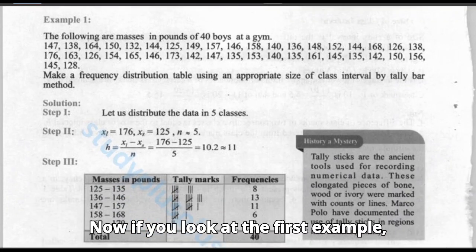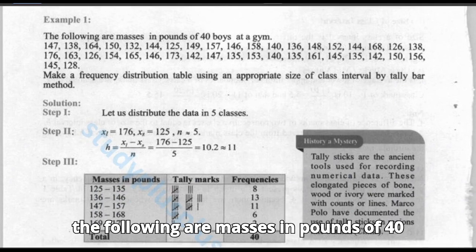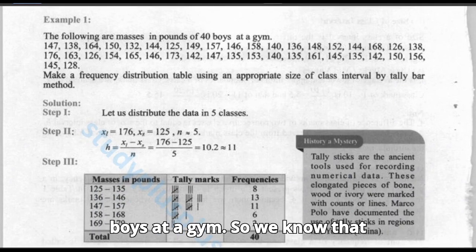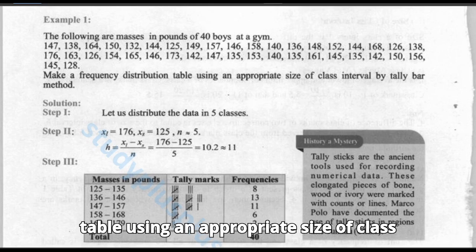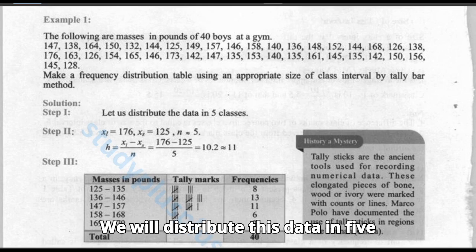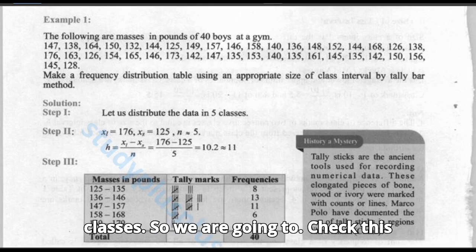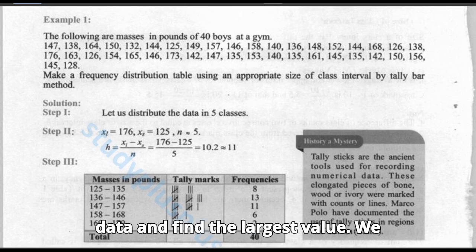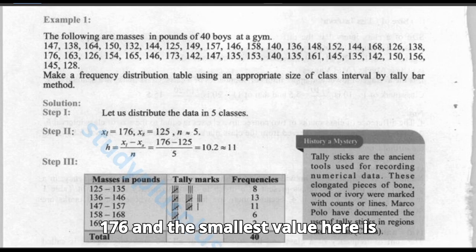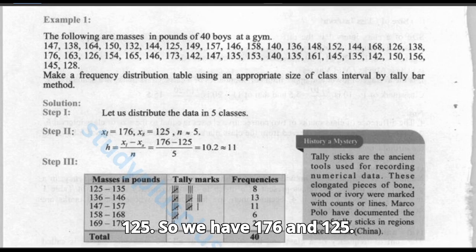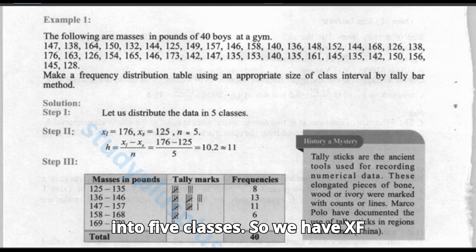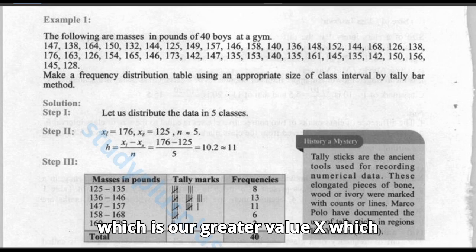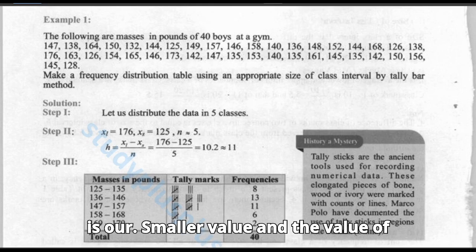Now, if you look at the first example: the following are masses in pounds of 40 boys at a gym. We will make a frequency distribution table using an appropriate size of class interval by the tally bar method. We will distribute this data in 5 classes. So we check this data and find the largest value, which is 176, and the smallest value, which is 125. We have XF, our greater value, XS, our smaller value, and the value of n.